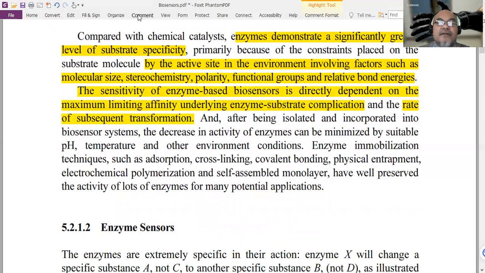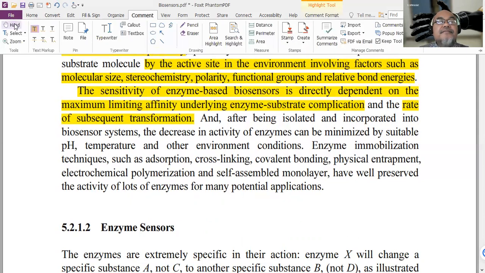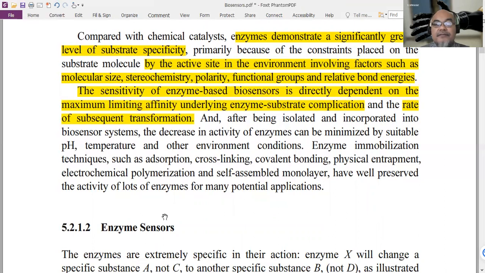Usually, for example, the enzyme and substrate reaction is governed by what we call the Michaelis-Menten law. If this is the concentration of the substrate, then at the beginning it is usually very sensitive. Afterwards, it will saturate.